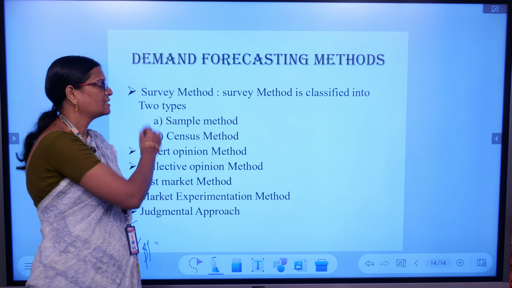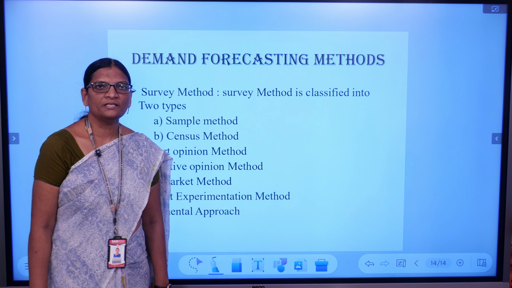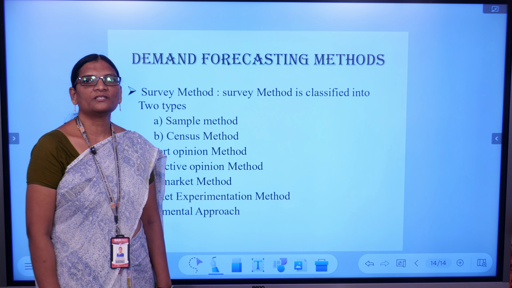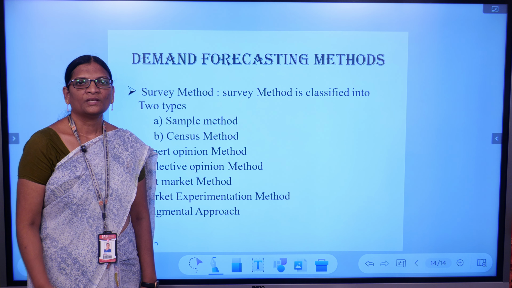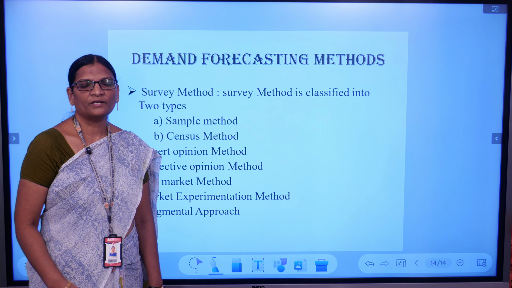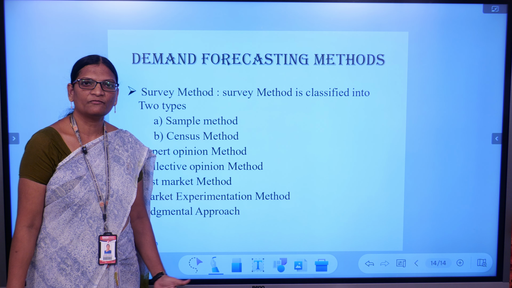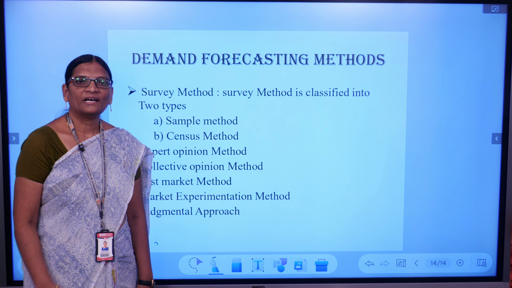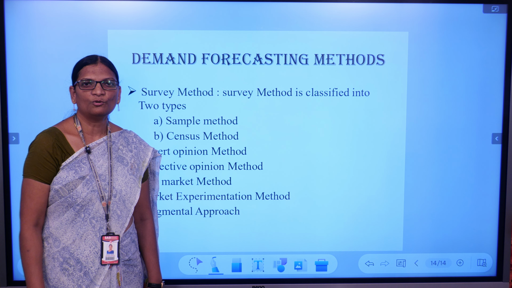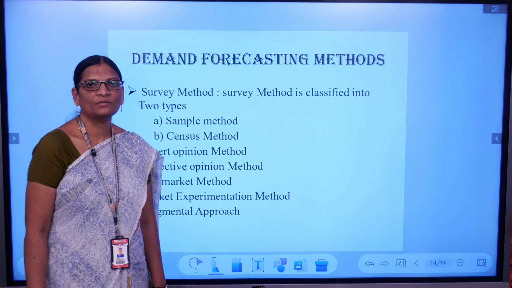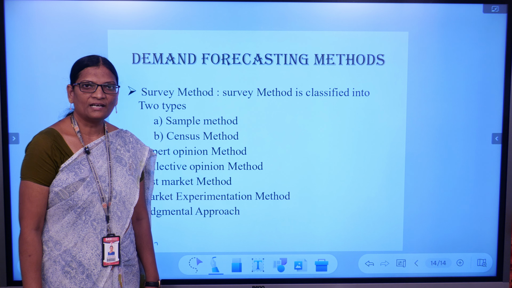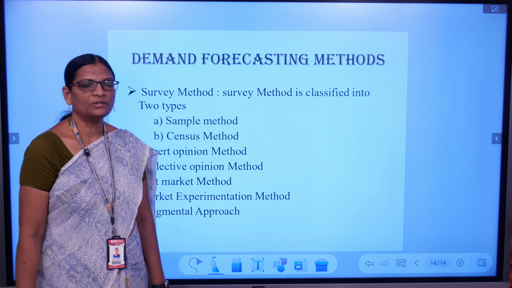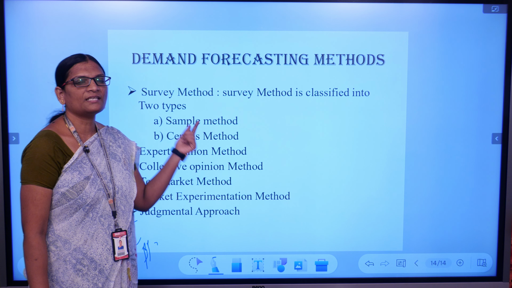The first one is the survey method. Survey method means the people may conduct surveys. They gather information directly from the customers, through a face-to-face interview or conversation, or a telephonic conversation, whatever it may be. The demand analyst will go to the customers and get the information from them. That is called the survey method. This survey method is again classified into two types: census method and sample method.